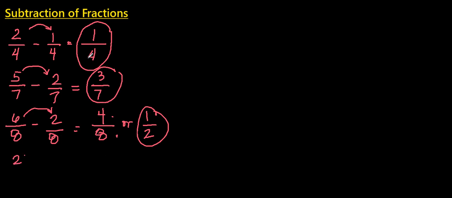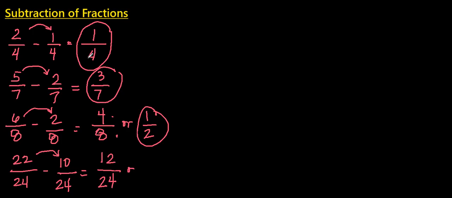Another example, 22 over 24 minus 10 over 24. I just have to copy the denominator, then subtract 12, or 1/2, because 12 is half of 24.